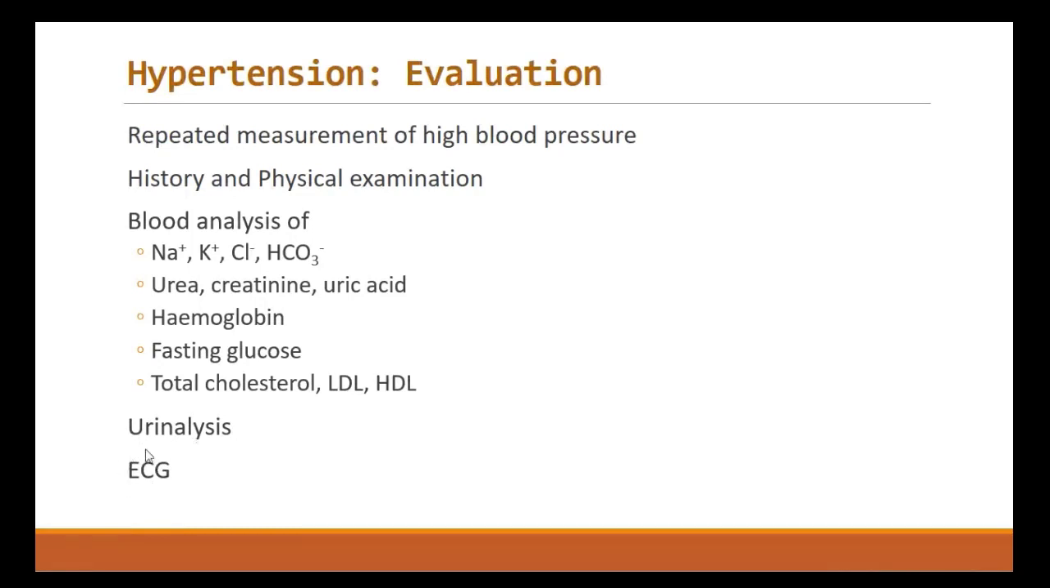You can do ECG. ECG again will not show you anything in early hypertension. It will show you when there are complications. If there is ventricular hypertrophy, if there is heart failure, then ECG will pick up something. So most of these investigations will return negative in the early stages of hypertension. So they will actually pick up the complications of hypertension.